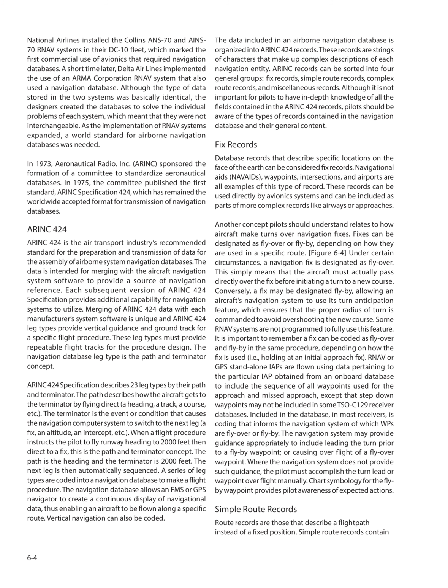The data included in an airborne navigation database is organized into ARINC 424 records. These records are strings of characters that make up complex descriptions of each navigation entity. ARINC records can be sorted into 4 general groups: fixed records, simple route records, complex route records, and miscellaneous records.